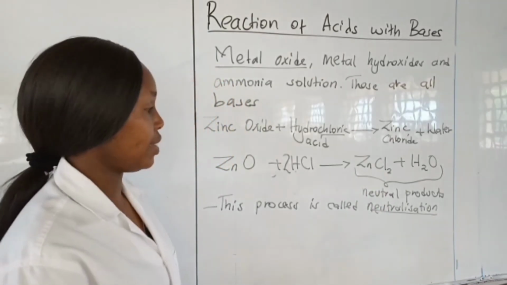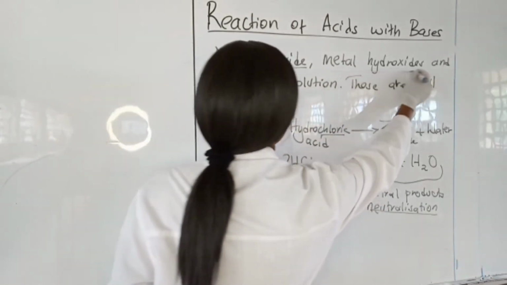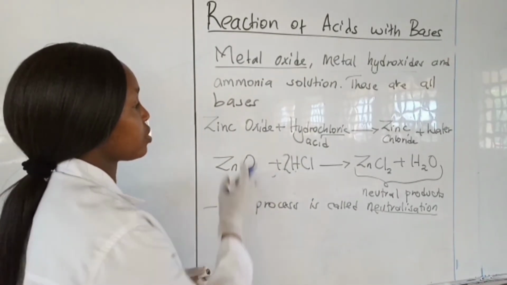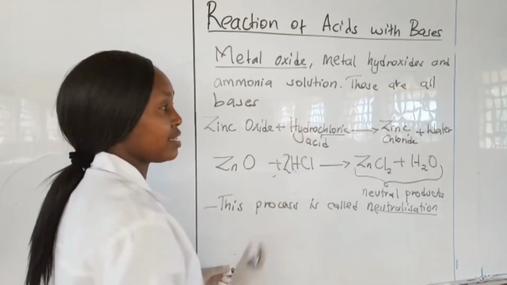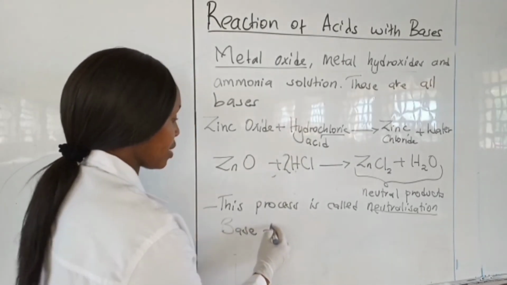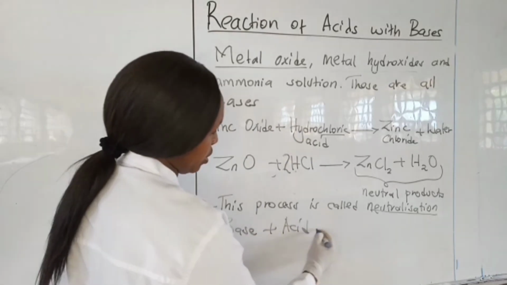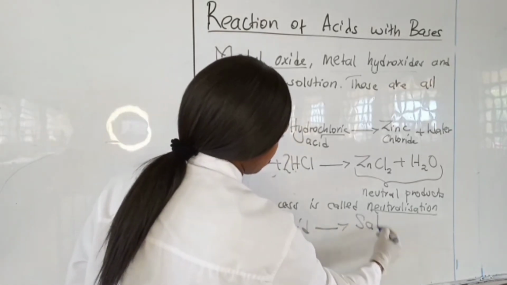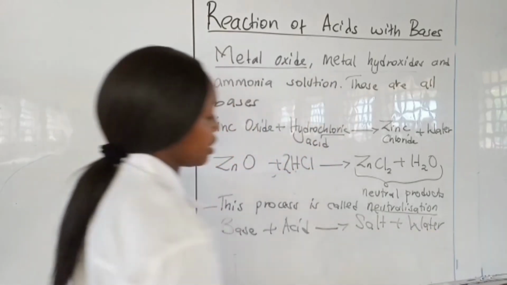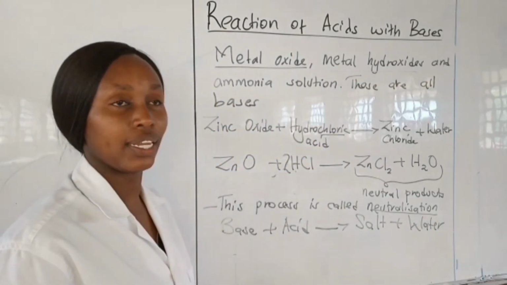So for any other example you choose to use, you just follow the general equation: a base reacted with an acid would give you a salt plus water. Using that general equation, you can write any chemical equation.